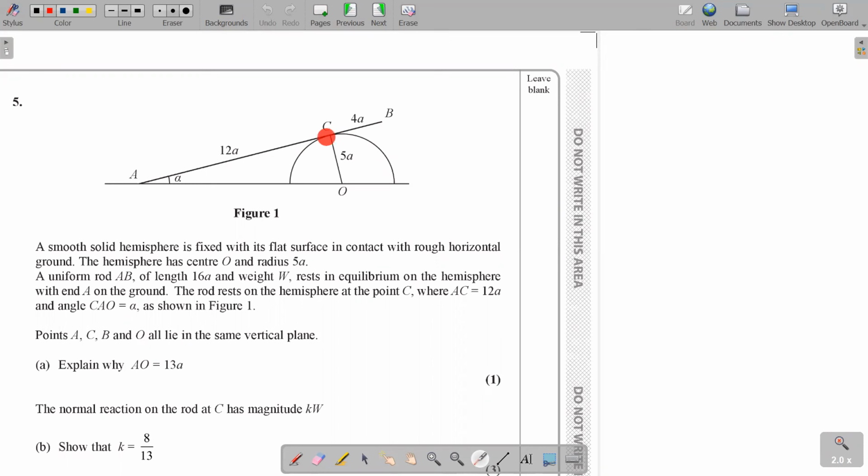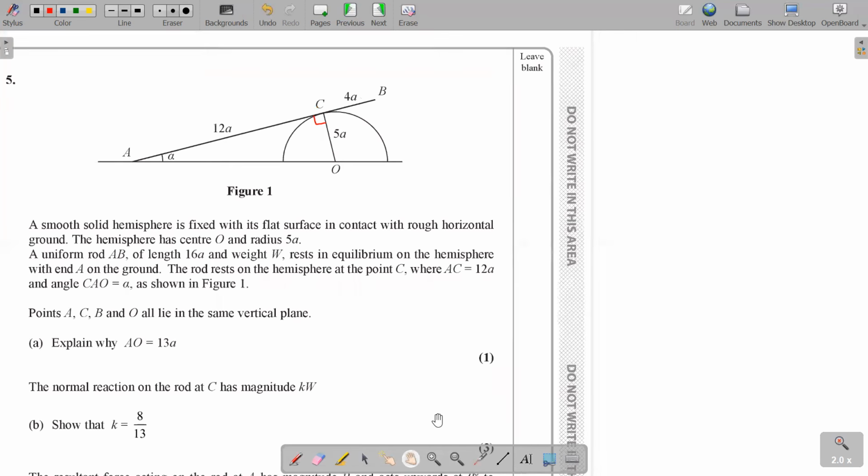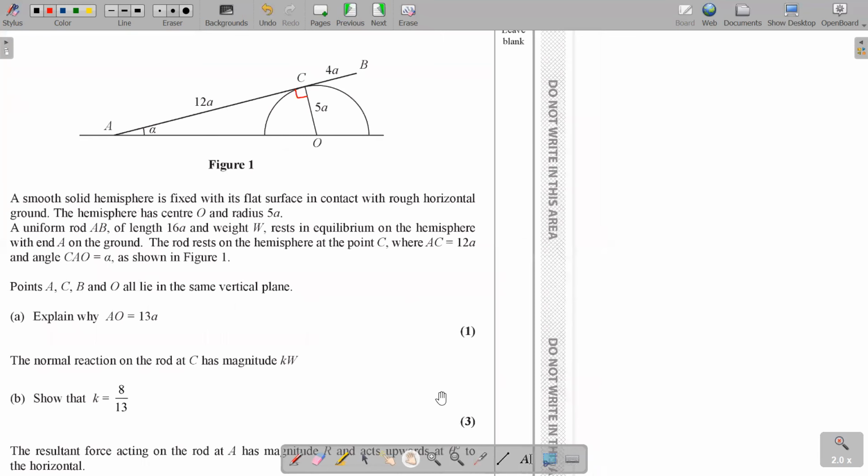And you can understand that this is creating what? What do we have here? This is the radius, right? This is the radius of the hemisphere. And this is like a tangent. You definitely have a 90-degree here. So explain why AO is 13A. Basically, because ACO is a right angle. ACO is a right angle, and you can say AB is a tangent to the radius CO. Okay, let's say that.